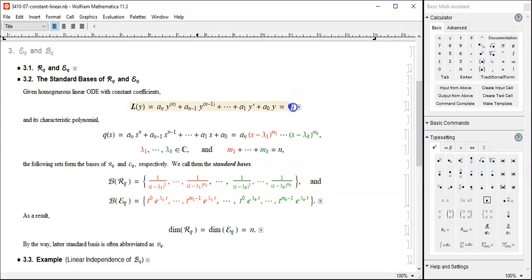Now please recall, EQ is actually the solution space of the original homogeneous ODE. That means any solution of this homogeneous linear ODE is written as a linear combination of these basis functions, and also vice versa. Any linear combination of these basis functions is a solution of this original homogeneous equation. Moreover, that linear combination expression is unique. That's because these are linearly independent.